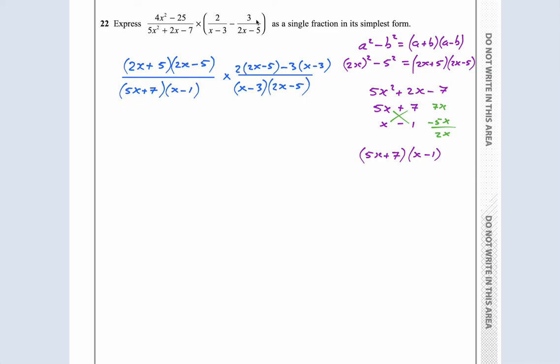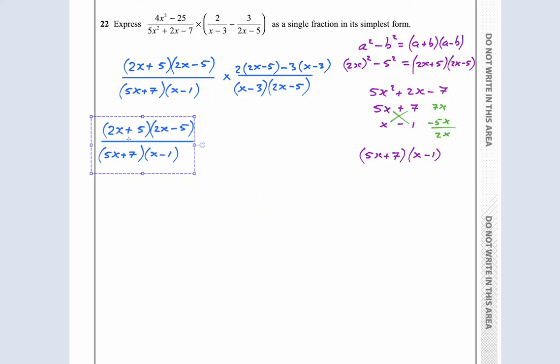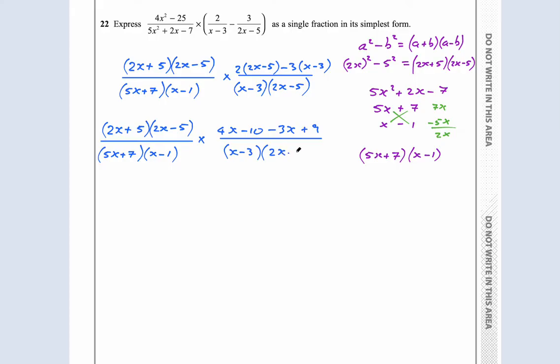I'm going to keep this first bit here. I'm actually going to copy and paste. Guys, I know that's cheating, but whatever. So it's this times. Now, the numerator here I'm going to multiply out. It becomes 4x minus 10 minus 3x plus 9. So that's just 2 times 2x is 4x, 2 times minus 5 is minus 10, minus 3 times x is minus 3x, minus 3 times minus 3 is plus 9. I'm going to keep this denominator, x minus 3 times 2x minus 5.